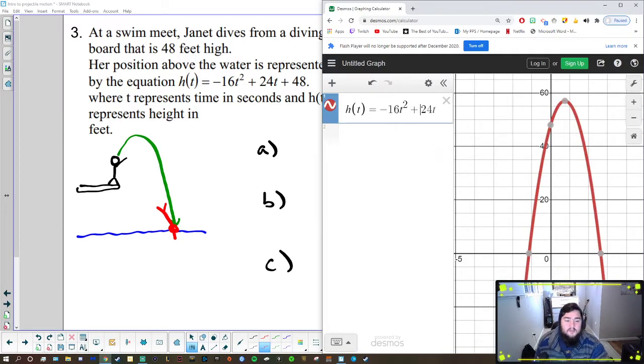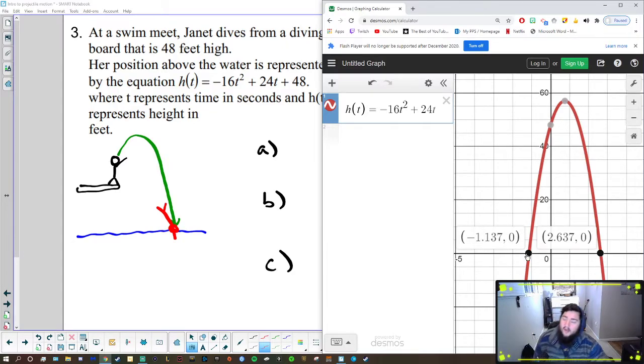So here's the quadratic of her diving. She's starting at 48 feet. She jumps up and then down, down, down until she finally hits the water. She hits the water when her height is 0, so we're looking for our zeros. After 2.63 seconds, Janet has finally hit the water. We know that because her height is 0.